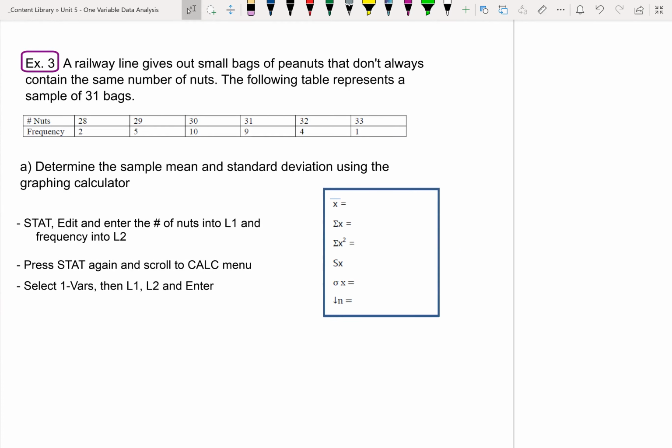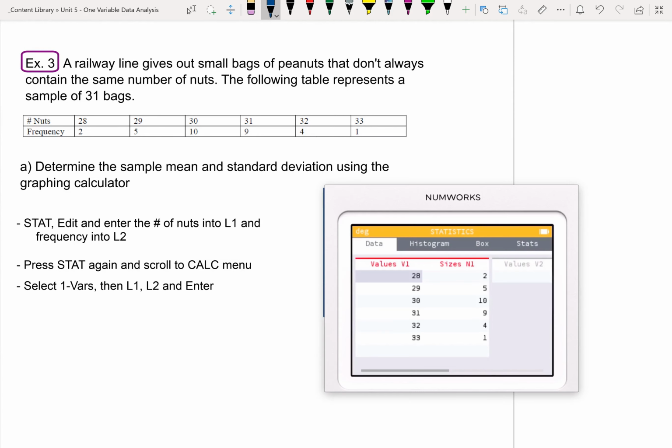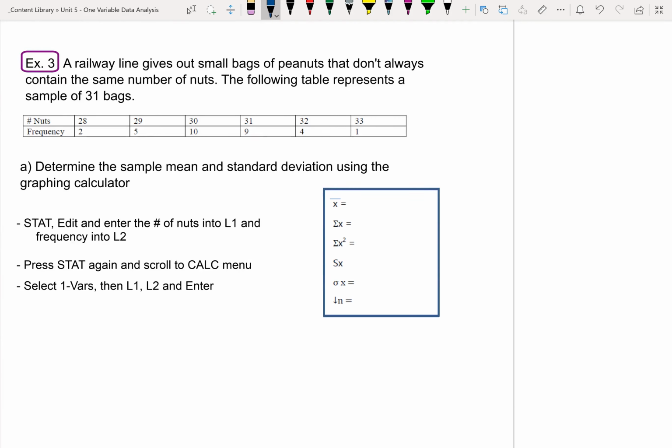But with our calculator, if we go to stat, then edit, we can enter the number of nuts, so the first column, into L1, then we enter the frequency into L2. As you can see on the calculator, we have the value and then the number of times it occurs in the second one. So that's the same as your L1 and L2. We want to press stat again, scroll to the calc menu, select 1-Var Stats, then L1 and L2, and enter. Keep in mind your L2 is your frequency list.